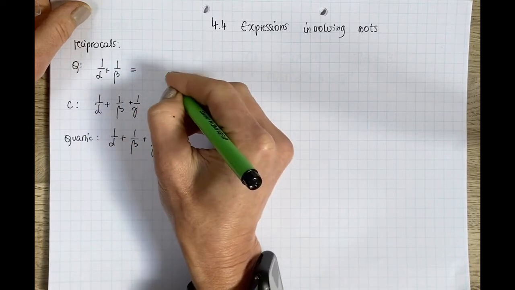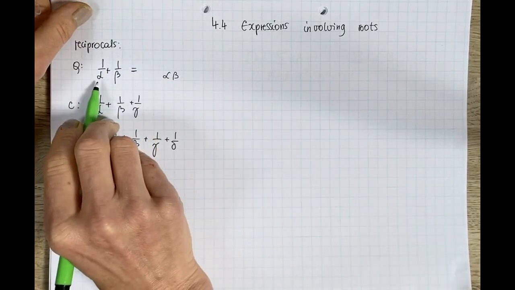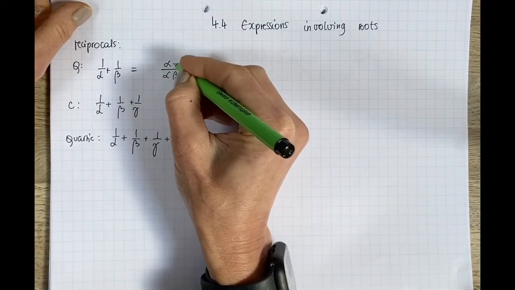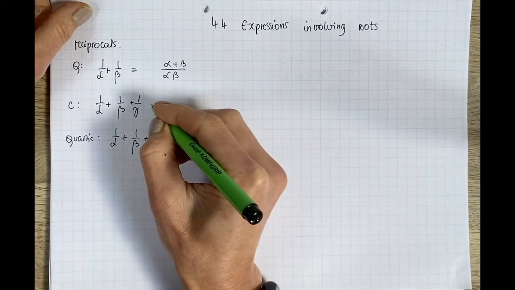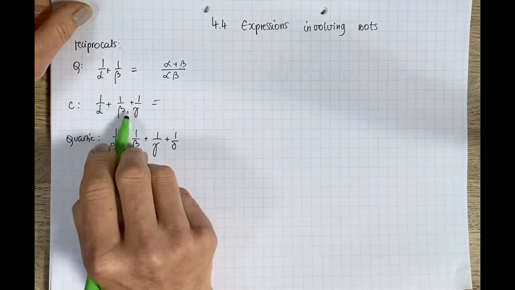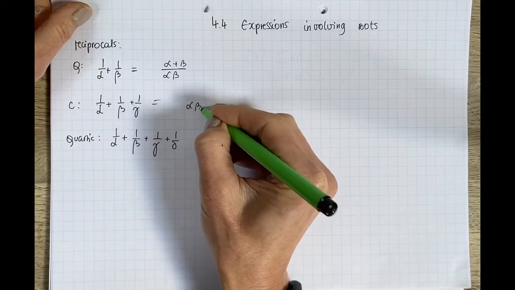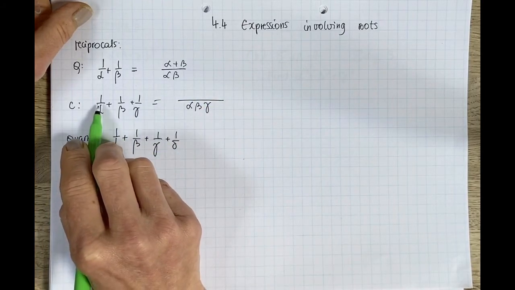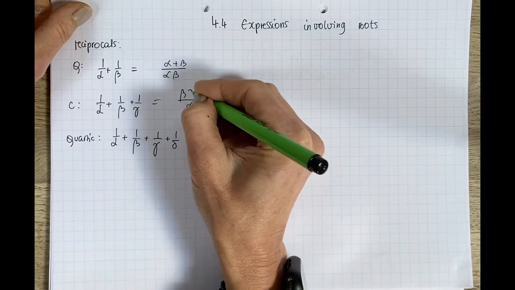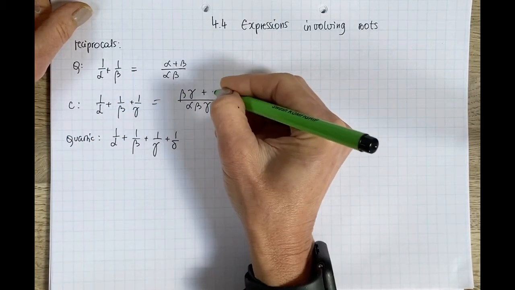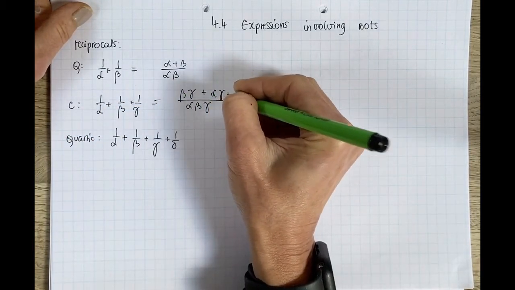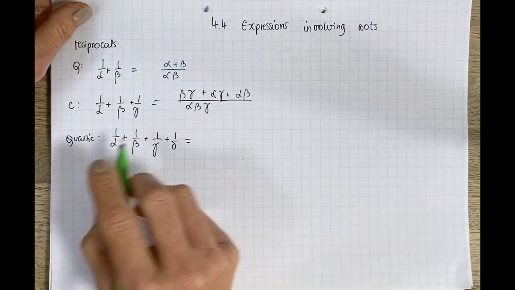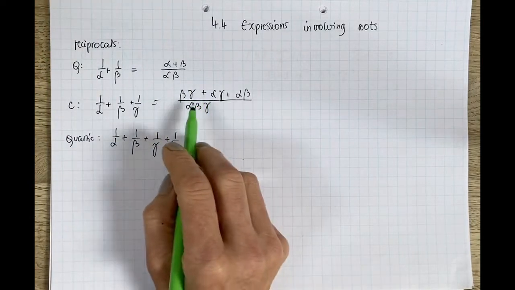So here you will have one with alpha beta in the denominator, and you will have beta plus alpha on the top, so alpha plus beta. Over here you will have the product of three roots in the denominators being the common denominator. Alpha needs to be multiplied by beta gamma, beta by alpha gamma, and then alpha beta on the top. There you go.